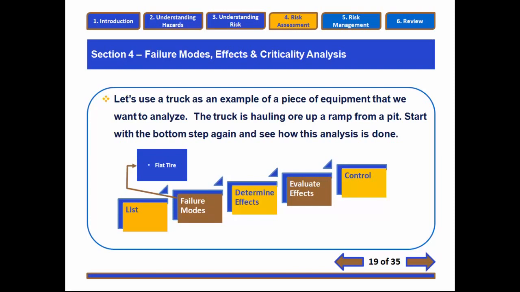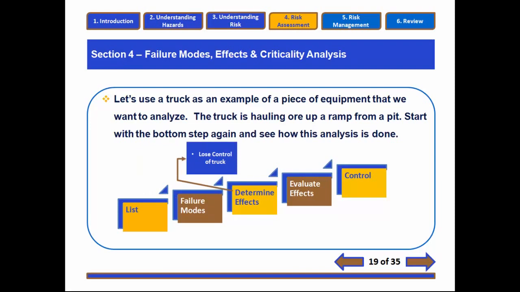Failure modes. Okay, so now we take out each of those. So how can the tire fail? Well, flat tire is one way. How about the brakes? Well, balded brake pads would be a way that they would fail. So you see, for each component, we list the ways it can fail.